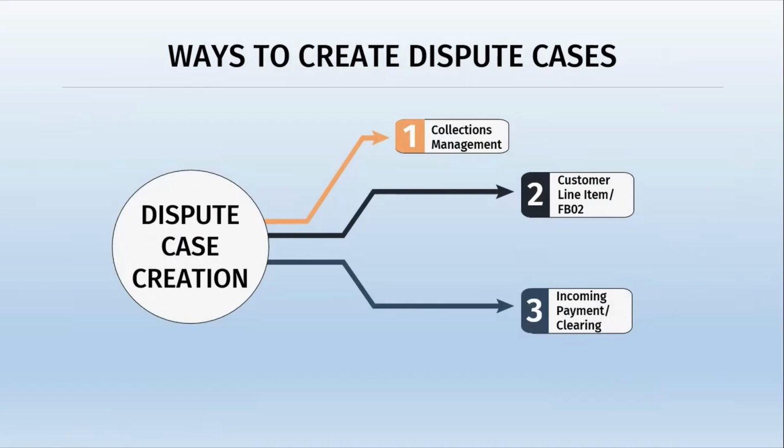Suppose the customer has given us an advance of $2,000, but your invoice is for 5,000. The balance they are not willing to pay. So you have to knock off the 2,000 against your 5,000 line item. Whenever you are knocking it off from the transaction F-32, you can select both line items, and the balance one you can directly create as a dispute case. The document that will be posted will be created as a dispute case in the dispute management module. It will be linked to a dispute case.